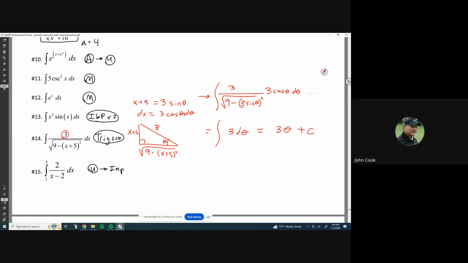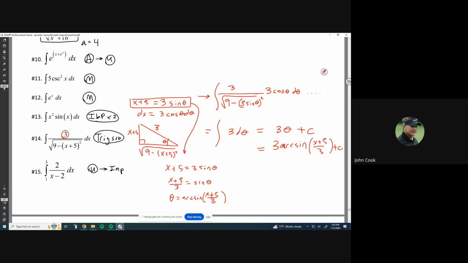And then I substitute back in. So I need to get theta all by itself. So I use my substitution over here. If x plus 5 is equal to 3 sine theta, to get theta by itself, I divide by 3. And then I just do the inverse function for sine, arc sine. So that means that theta is going to be equal to arc sine of (x plus 5) over 3. All right, so that's the last missing part: 3 times arc sine of (x plus 5) over 3 plus c. There we go, that's it.